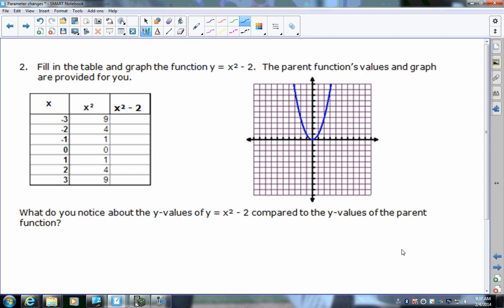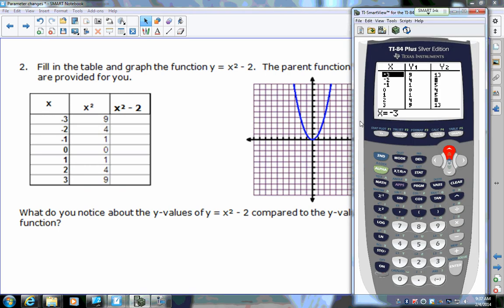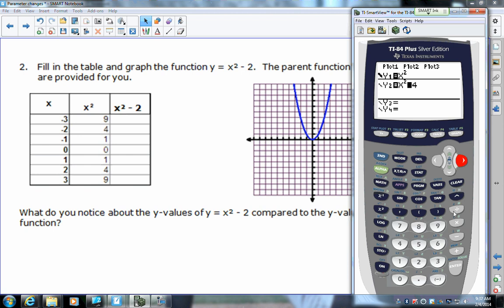All right, so let's go and do the next one. It says fill in the table of the graph of the function y equals x squared minus 2. So let's go back to the handy dandy calculator and go to y equals. And instead of x squared plus 4, let's put in there minus 2. And let's press graph.